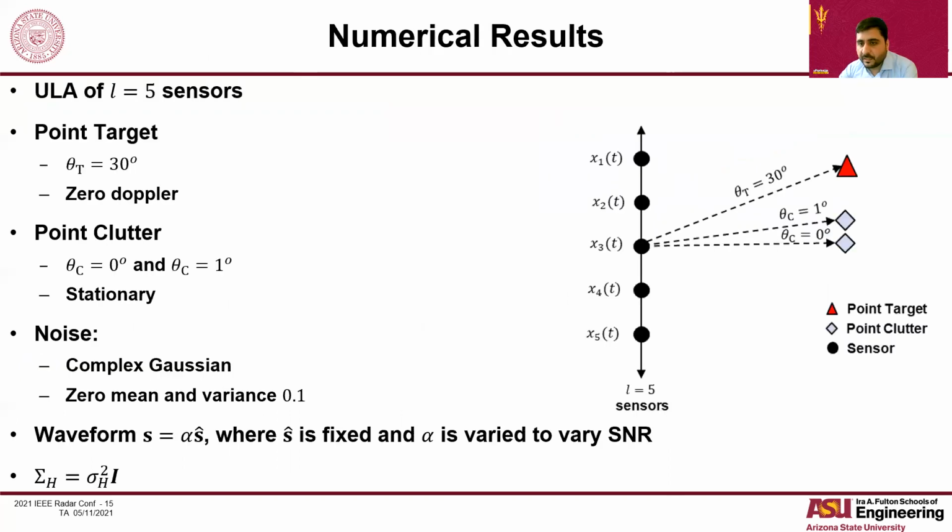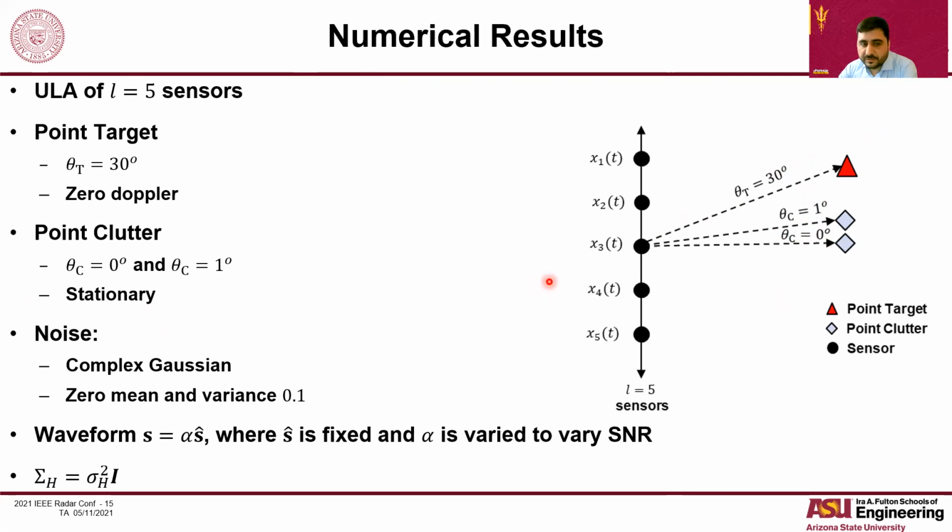So here we are considering a very simple example just to see the effect of the pre-whitening energy detector and when its benefit starts to kick in. So consider a radar system consisting of a uniform linear array of 5 elements, illuminating an environment consisting of a point target with 0 Doppler at 30 degrees with respect to the array broadside, and 2 point clutter sources, one at 1 degree and one at 0 degrees with respect to the array broadside. Both point clutters are assumed stationary.